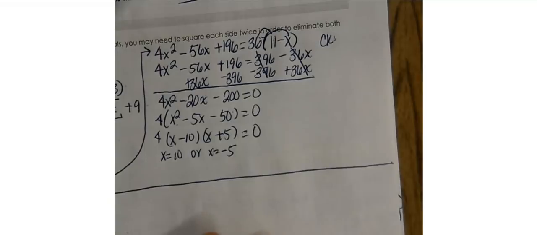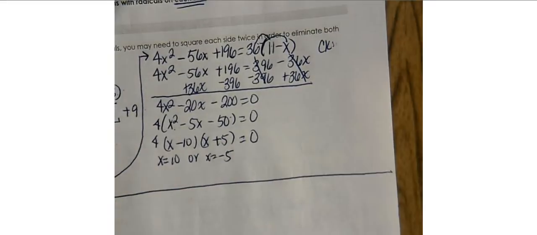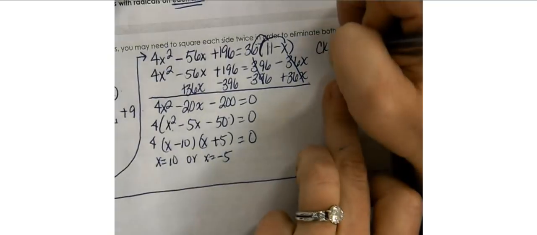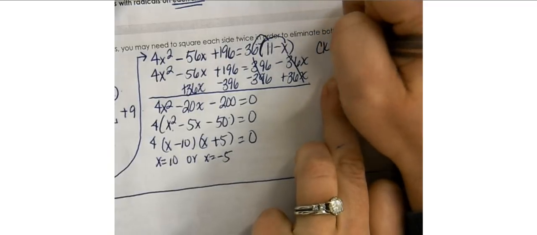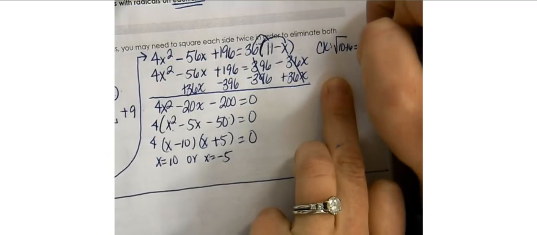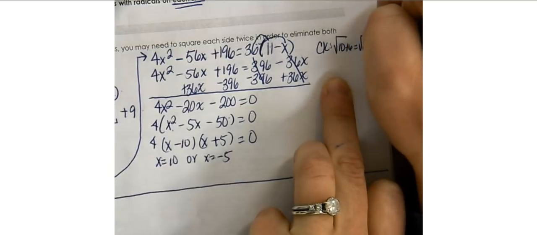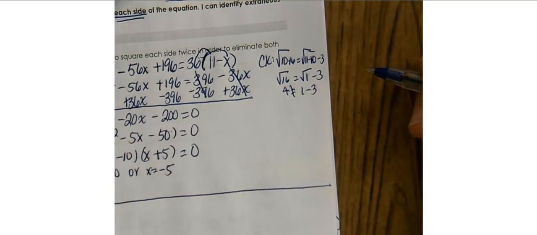So I'm going to check 10 first, and anytime that I see a square root equal to a negative number, I know automatically it's not going to work. So I'm going to write the square root of 10 plus 6, is that equal to the square root of 11 minus 10, minus 3 on the outside. So the square root of 10 plus 6 is 16, so that's the square root of 16. 11 minus 10 is 1, square root of 1 minus 3. Is 4 equal to 1 minus 3? No, it is not. It's equal to 1 plus 3. So in this case, we know that x equals 10 is not our answer.